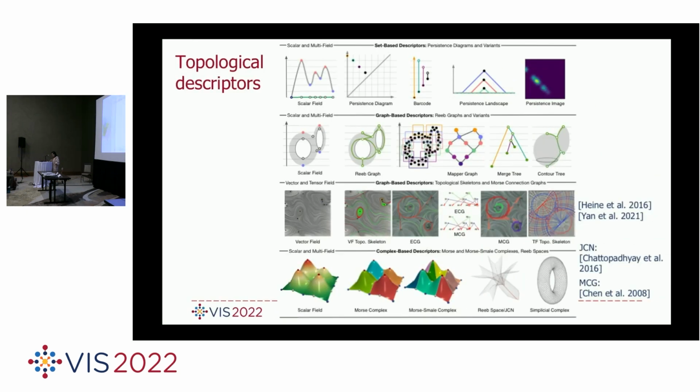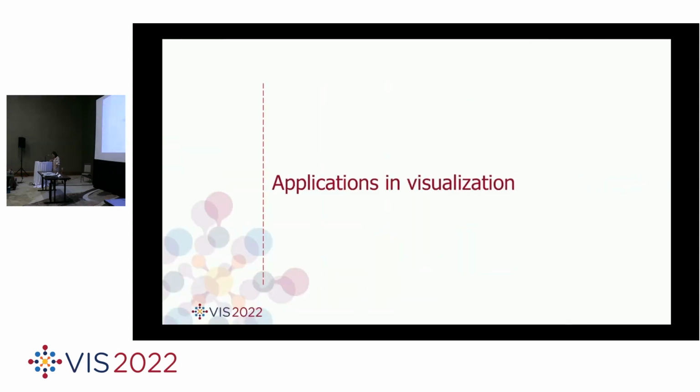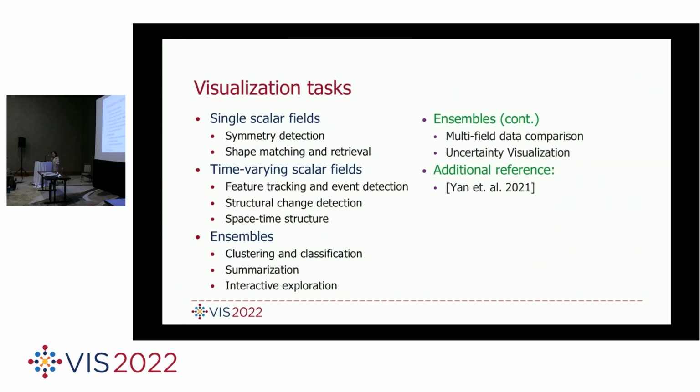All right, so there are a number of other topological descriptors that I did not cover, for example, things like the joint contour net, things like the Morse complex graph, and so on. There are several review papers in this space where you can go into more examples. Okay, so I just want to give one slide over potential applications, and we're going to see a lot more. When you actually use those topological descriptors, you can perform a number of visualization tasks.